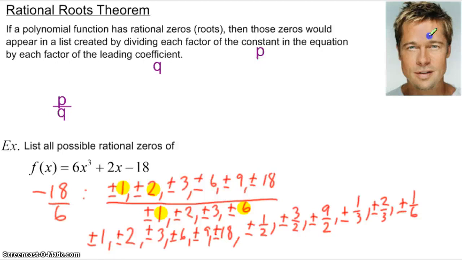So what I'm trying to tell you in this is out of all these numbers, if this function has any rational zeros, those zeros would have to come out of this list.